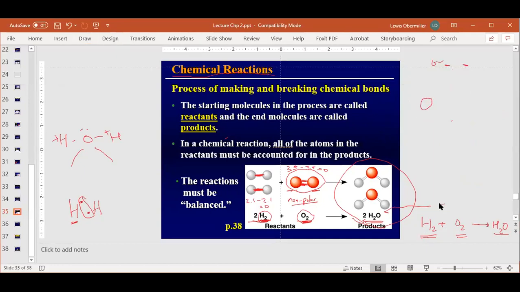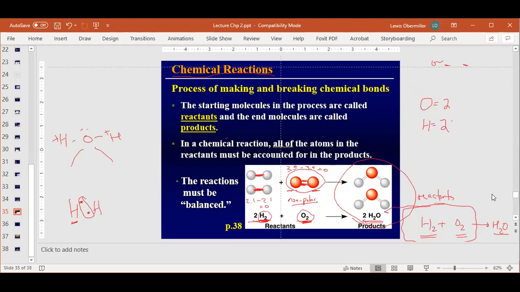So this side of the equation is called the reactants. So we're going to take our reactants first. So how many oxygen reactants do we have here? Two. Yep. And how many hydrogens? One. Well, remember, they're paired together.